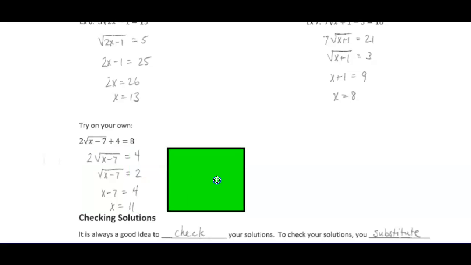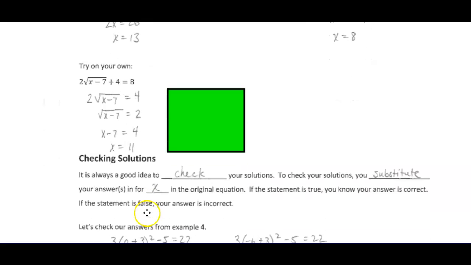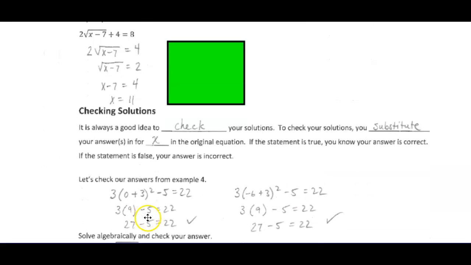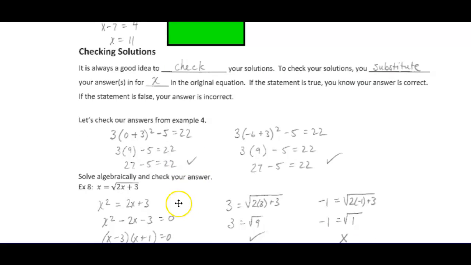And so we're subtracting 4 first, we're dividing by 2, we're squaring, and we're adding 7. So these should be hopefully fairly basic for you. All right, it's always a good idea to check your solutions. To check your solution, you're just going to substitute your answers in for x in the original equation. If the statement's true, you're good. If it's false, then it's incorrect.